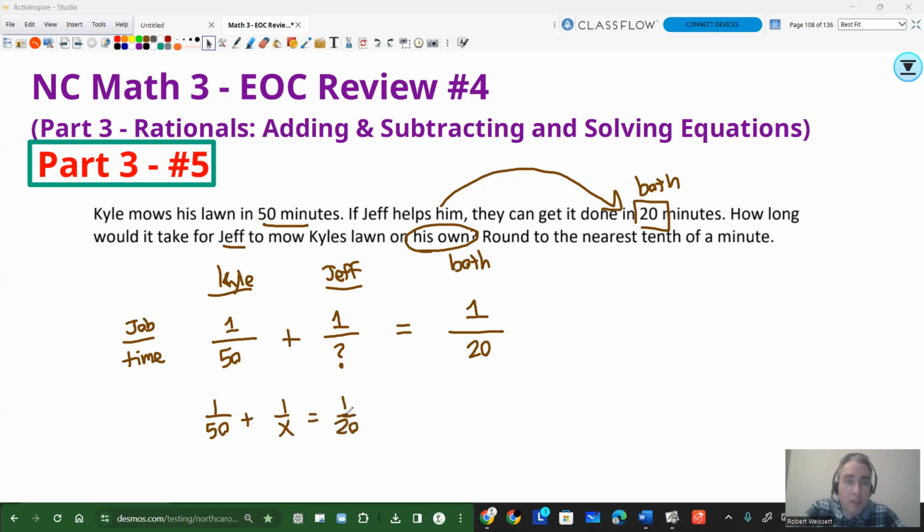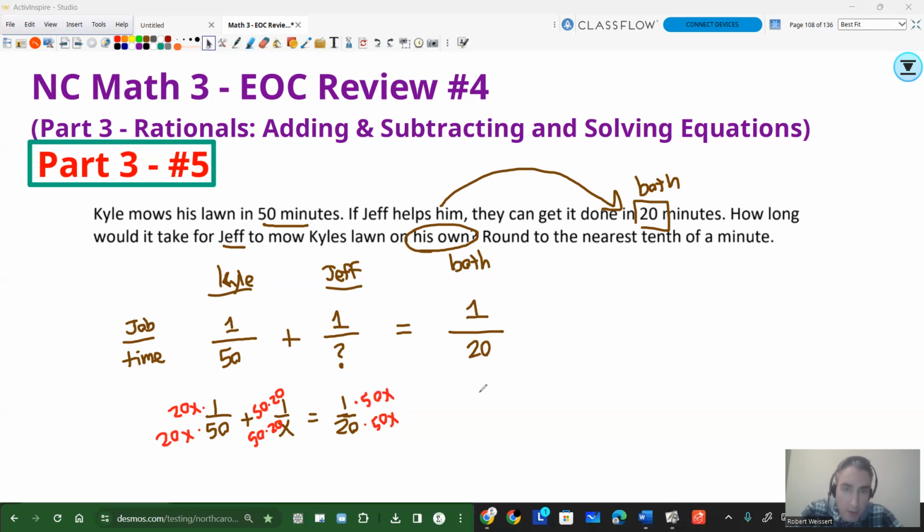There's several ways to solve this equation. You certainly can use a Desmos graph if you'd like. You can also just solve it by subtracting the fraction and doing a cross multiplication. So I could literally do 1/20 minus 1/50. Let's use the common denominator trick. So I'm going to do 50x20. I don't have x or a 20 here, so it's going to be 20x. Here I don't have a 50 or a 20, so 50 times 20. Here I don't have a 50 or an x, so 50x.